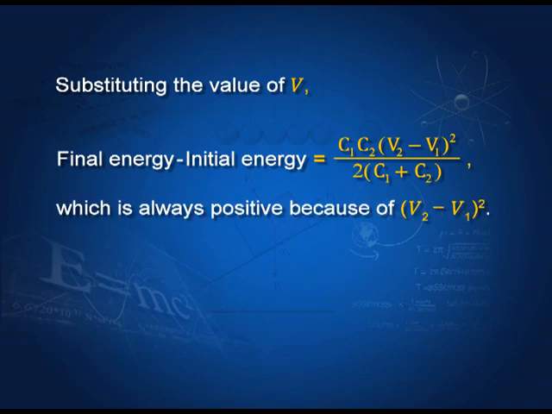which has (V2 minus V1) squared. So, whether V2 is larger than V1 or V1 is larger than V2, it is a positive quantity. Therefore, this one is always a positive quantity. That means the difference between final energy and initial energy is a positive quantity.